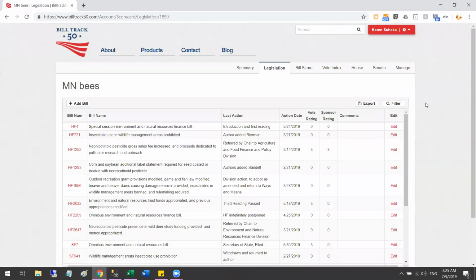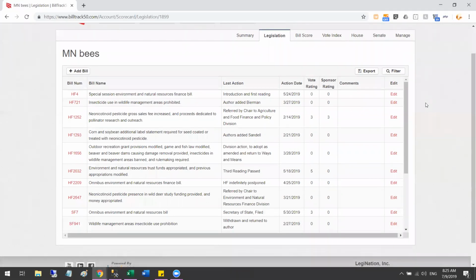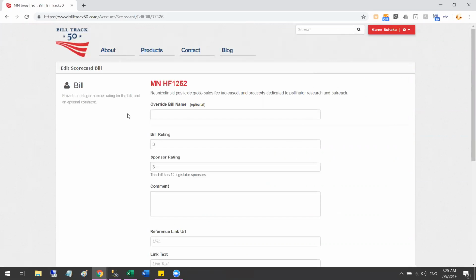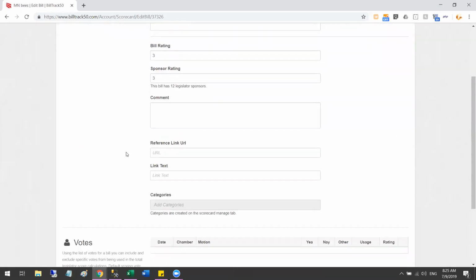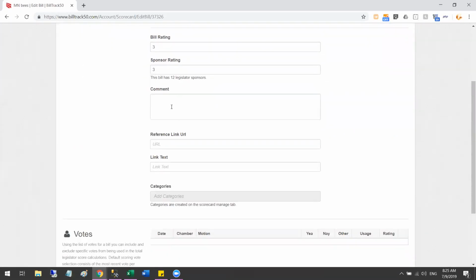To show them who their allies are. I think it's a great tool all around. Great. So if you need to tweak anything, you've got this edit. You can override the bill name. You can put in comments to explain to your readers or your members, or your PAC members, why you thought this bill was important or what the impact would be.